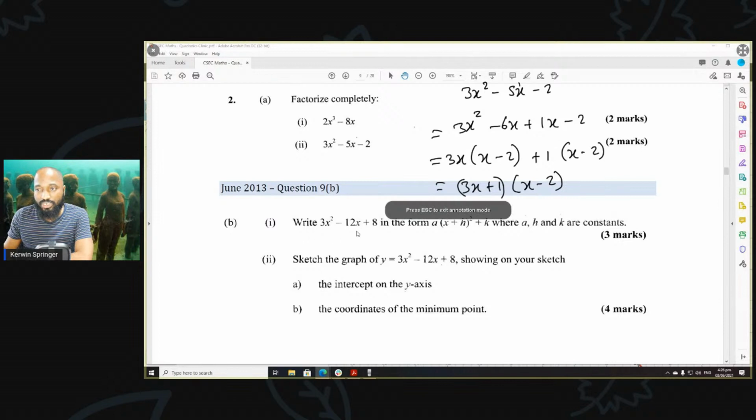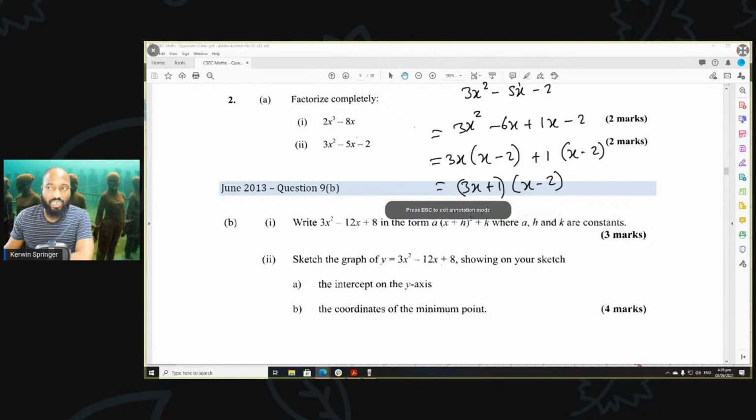Next up, we had to complete the square, so you all could go ahead and complete the square for this. H and K, this is where they start to use A, H, and K in CXC from about this year onward. The year before this too, A, H, and K. And then sketch the graph. So you had to sketch a graph, and you need to show the intercept on the y-axis and the coordinates of the minimum point.